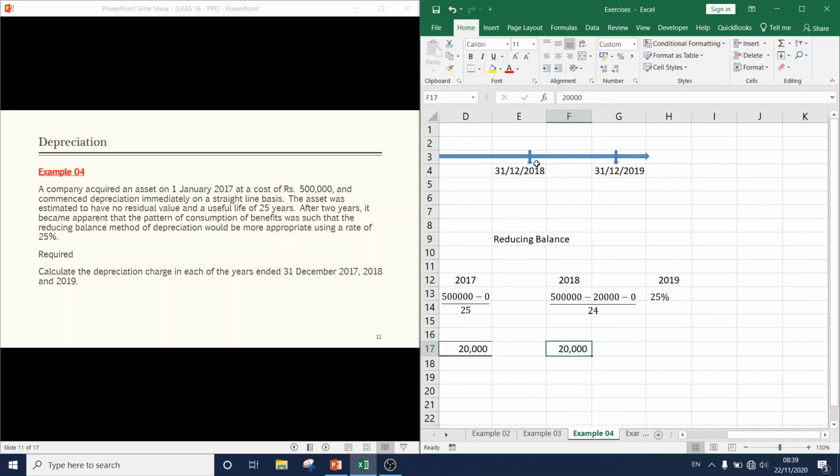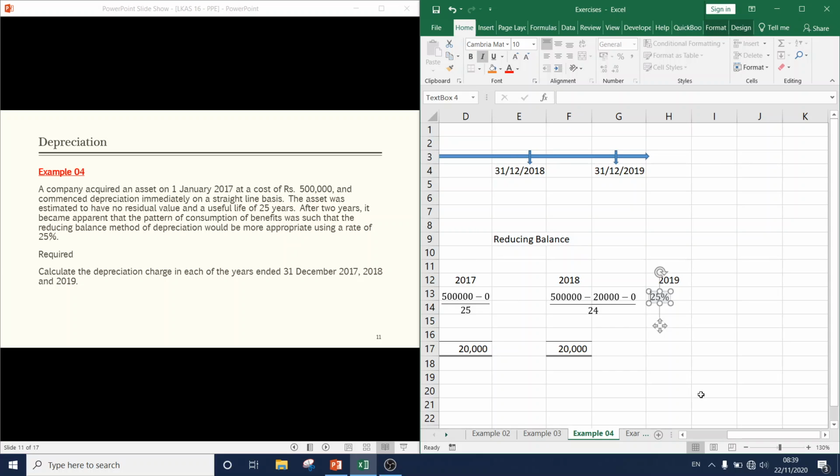2019. For the year 2019, we have to change our depreciation method to the reducing balance method. No more are we going to use the straight line method. If we had used the straight line method, on each year we would depreciate the same amount. So from 2019 onward, we have changed to the reducing balance method. So the rate is 25%.